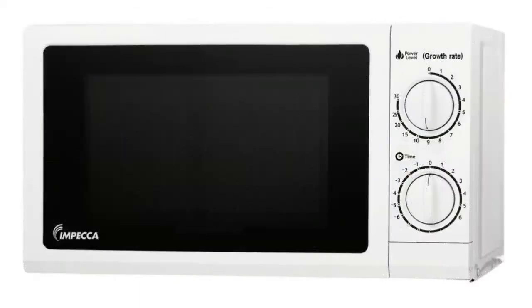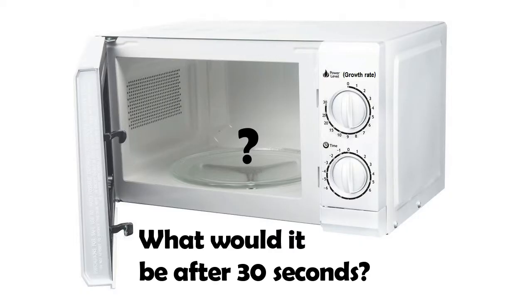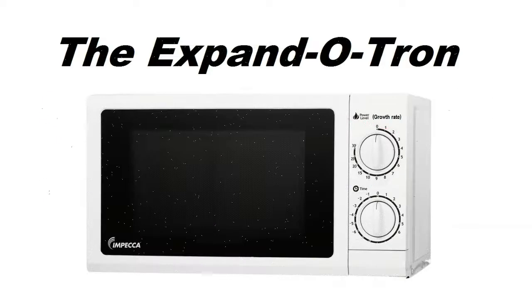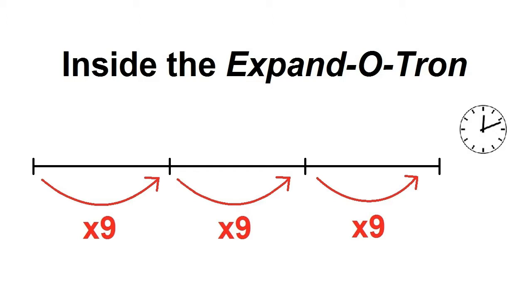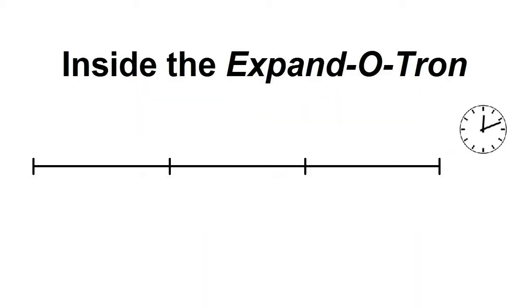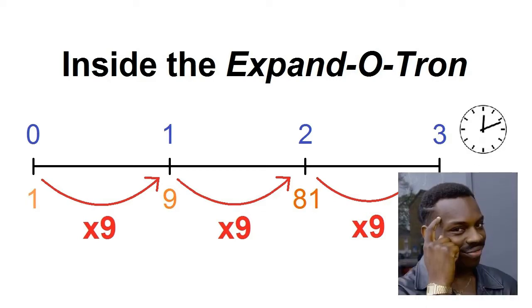And finally, imagine you plug it in for 1 minute, but then you take it out when it's only half cooked. Now you might be thinking that after 30 seconds the number 1 will become a number 5, right in the halfway point between 1 and 9. But remember, the Expand-O-Tron multiplies. With every time increment, it's multiplying. It's not adding. It's not adding 4 and then adding another 4 to get to 9. It's constantly multiplying. After 1 minute, it's 9. After 2 minutes, it's 81. After 3 minutes, it's 729.